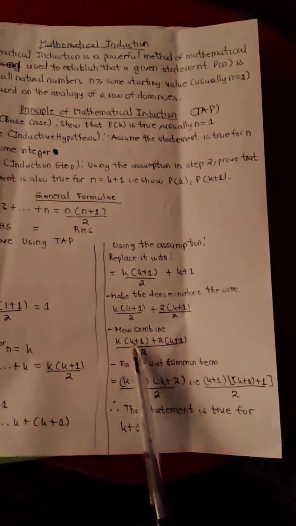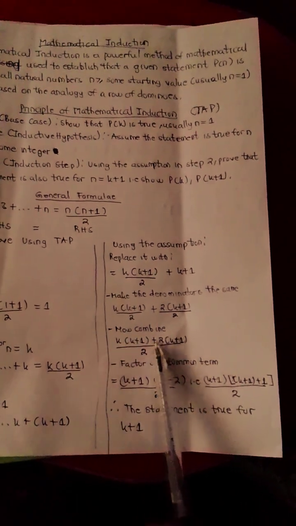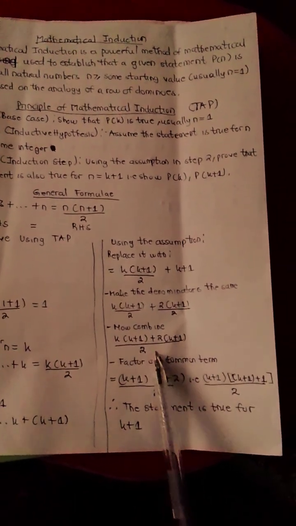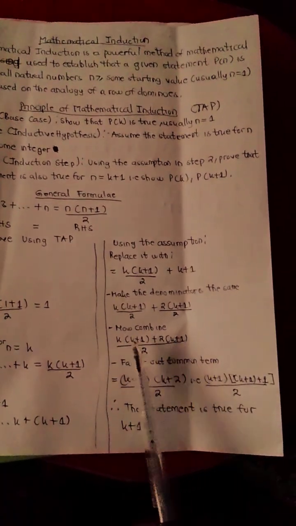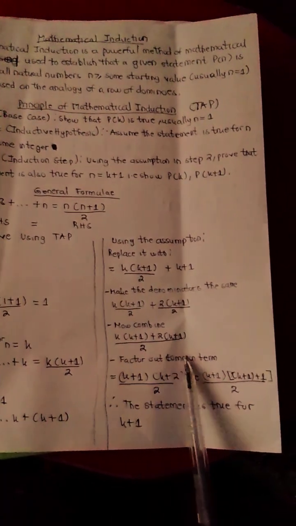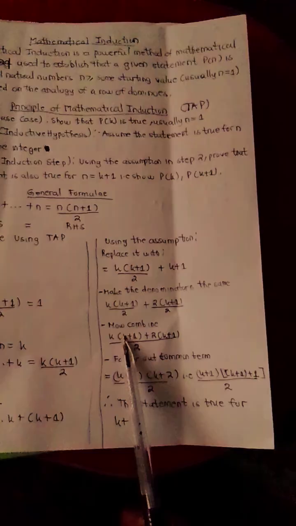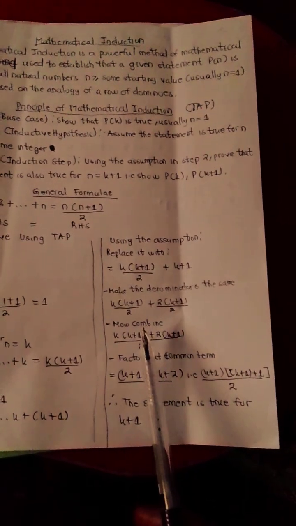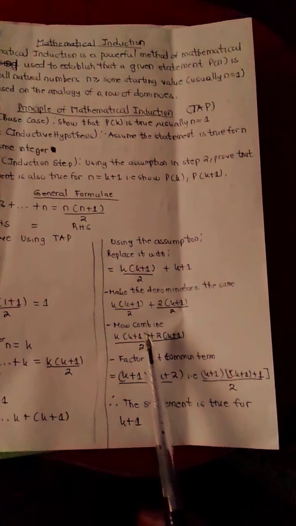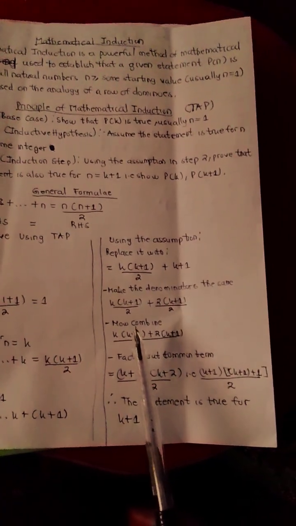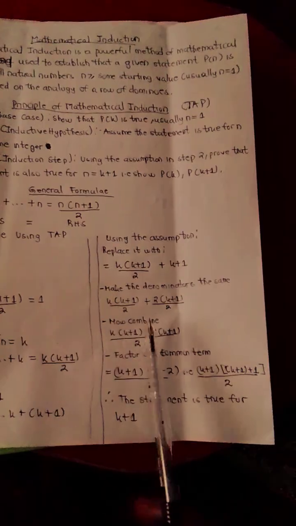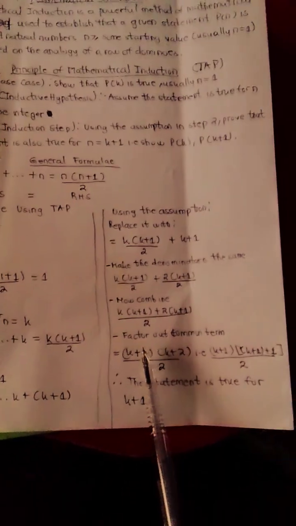It now gives us this value, k into bracket k plus 1 plus 2 into bracket k plus 1 over 2. Then after combining them, we do what? We factor out the common term. As you can see here, k plus 1 is common here and k plus 1 is common here. According to us in normal quadratics, we believe that anything we see like this, we cancel out, then we write it as 1 as a whole. We factor it out.